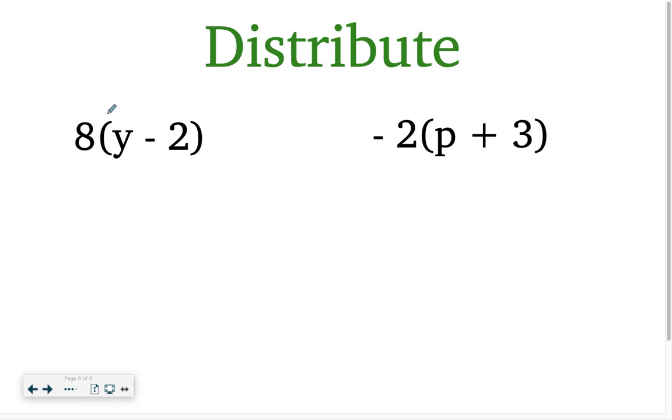All right, let's try again. So 8 times y is 8y. 8 times 2 is 16, and I'm subtracting. It's my final answer. Why don't you try this one on your own? Good luck.